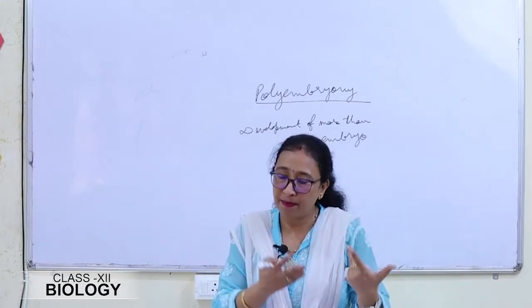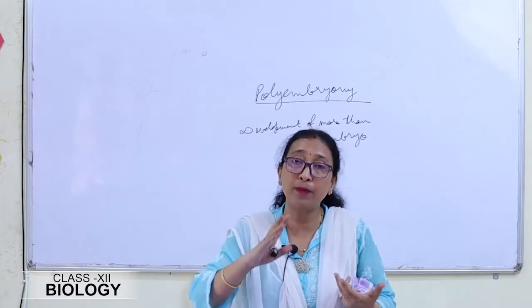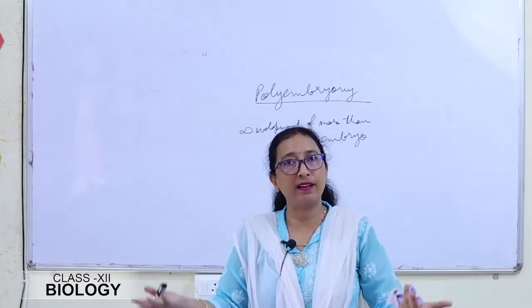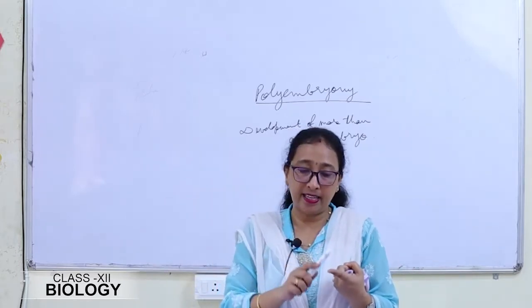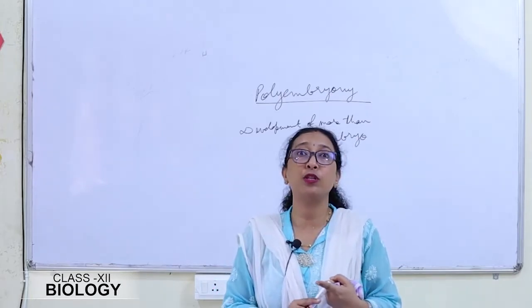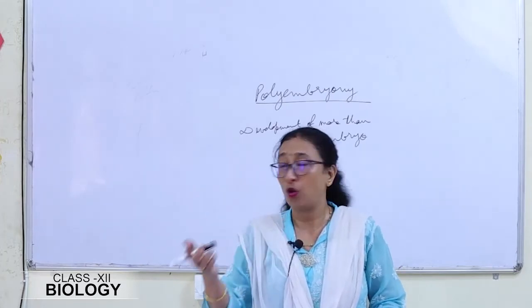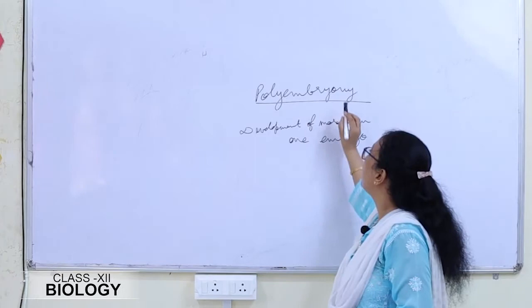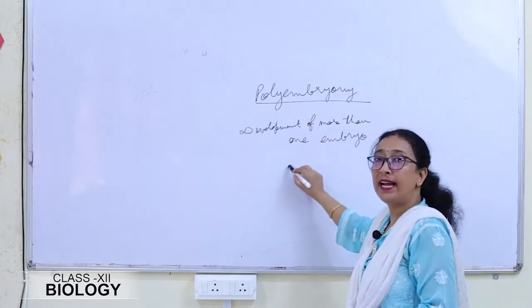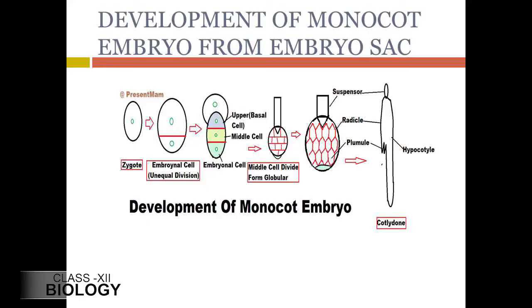Some may be fertilized, some may not be fertilized, some directly develop from the haploid megaspore. It can also directly give rise to an embryo. Embryos could also be formed from the nucellus, and from the integument also. Means embryos are forming in so many places. So that means polyembryony, development of more than one embryo. This is polyembryony.